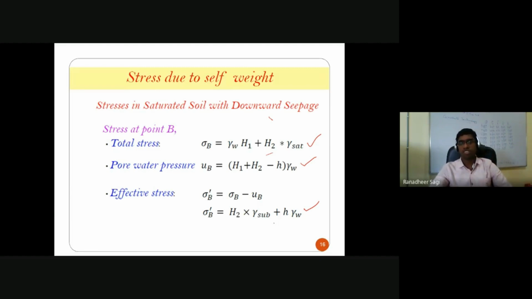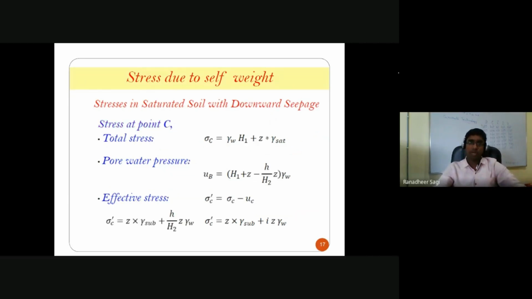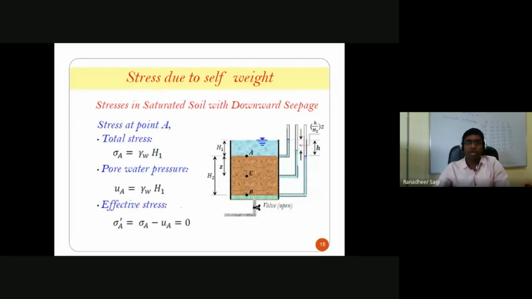So effective stress at point B is nothing but H2 into the submerged unit weight of the soil plus small h, that's the head loss happening when the flow is taking place from point A to point B, into the corresponding unit weight of water. Okay, so that's how we calculate the effective stress at point B. Now let's go ahead and see how to calculate the total stress at point C.